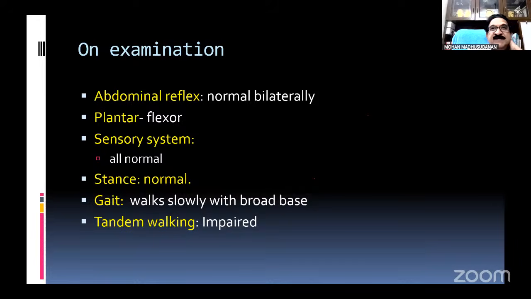So where is the site of lesion? What any other test would you like to do with this patient, or what investigation do you want? If you need any clarification on the findings, you can ask.